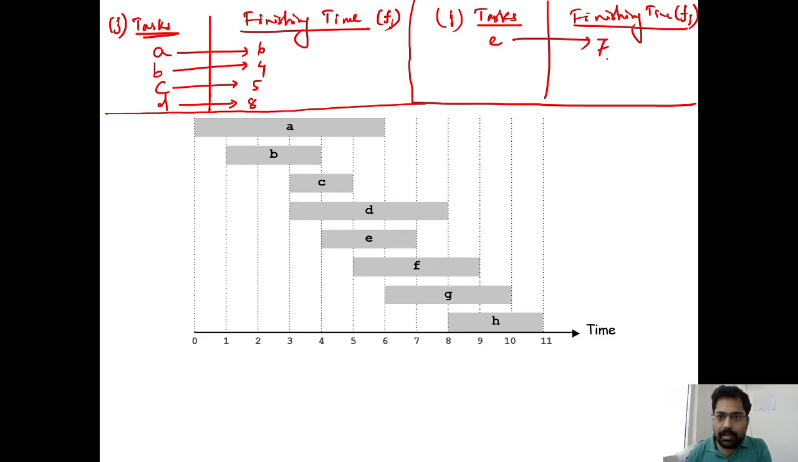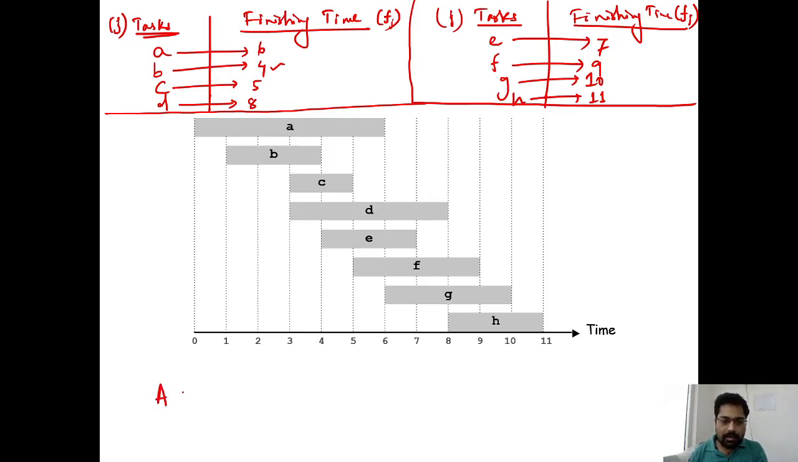So from this end, I am just finding out E. Then F, the finishing time would be 9. Okay, G, the finishing time would be 10. Then for H, the finishing time would be 11. So in this case, what we are actually finding out is the finishing time for each task. Then we sort it. As for sorting, we know the lowest is 4, so B will be selected first.